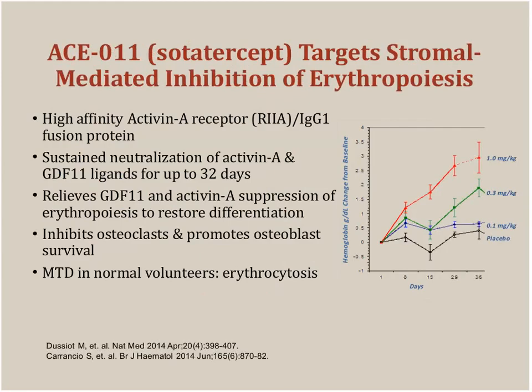So the sotatercept is the first one we're going to describe. It binds to the activin A receptor, neutralizes the activin A and GDF11 ligands for up to a month, and these two molecules or receptors lead to suppression of erythropoiesis. Inhibitory binding to these receptors leads to restoration of differentiation. It promotes differentiation of osteoblasts and of erythropoiesis.